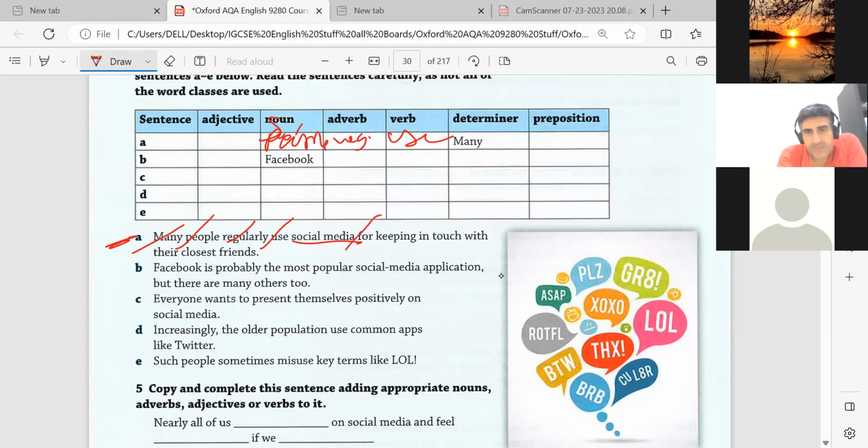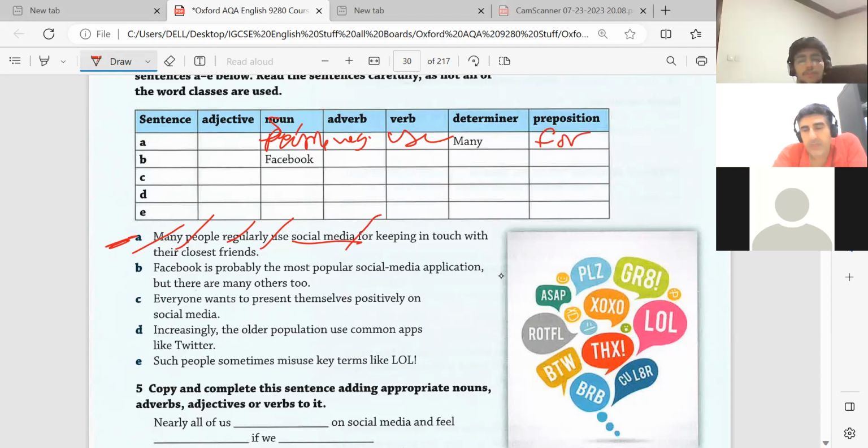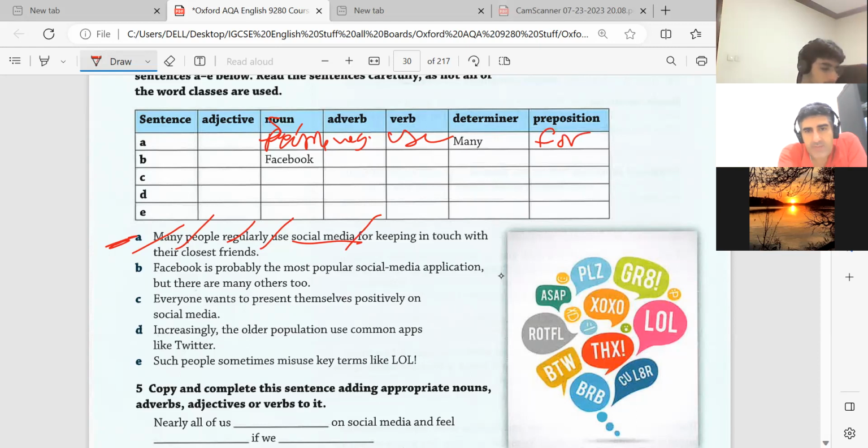For. Determiner, no. For is a preposition. Yes, preposition. Okay, keep in touch. This is a verb, an expression together. Excellent, Khalid. So keep in touch is a verb. With. Preposition. Okay. There. Determiner. Oh, determiners. Okay, why? Because it shows me exactly who they are. Okay, continue.